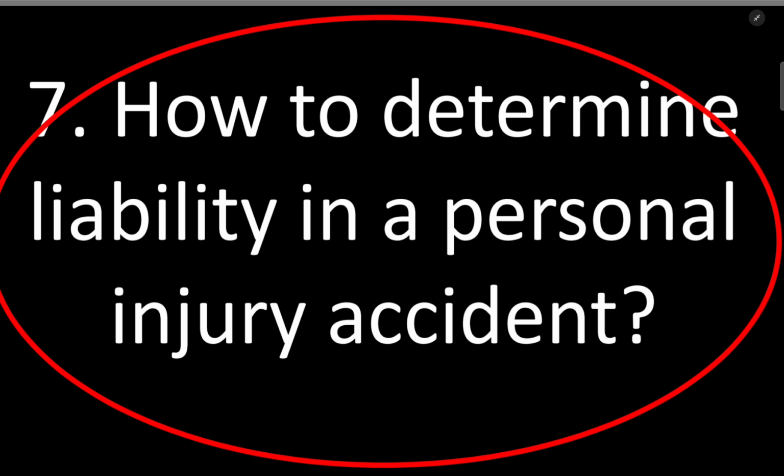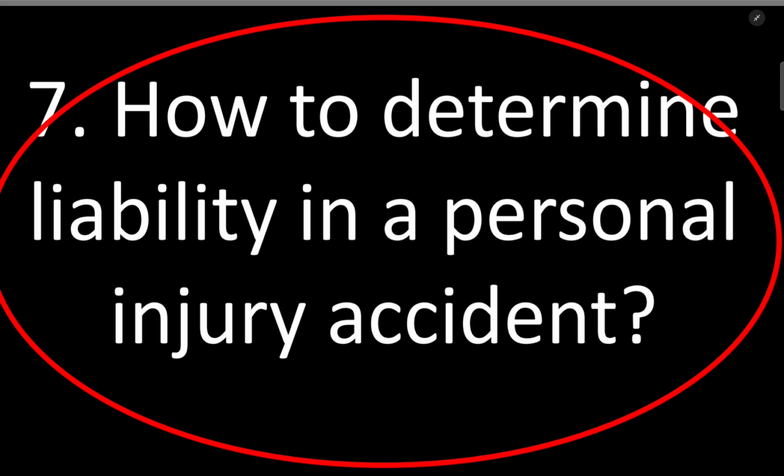Step 3 is gather evidence. To determine liability, you must gather evidence that supports your claim. The more evidence you have, the stronger your case will be. Evidence could include witness statements. Eyewitnesses who saw the accident occur can provide crucial testimony.